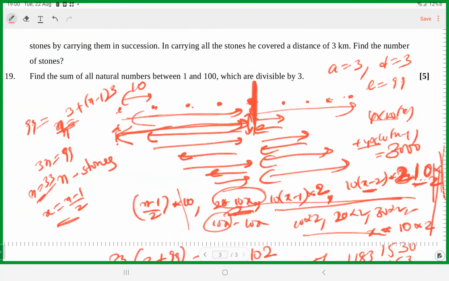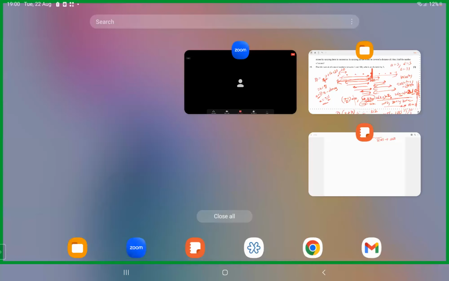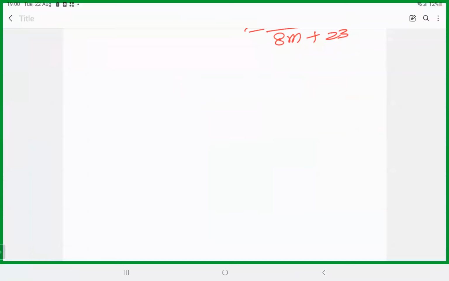This question is clear, or do you want me to explain again one more time for the previous one? Did you clear the previous question also? So did you bring the scale and protractor, right? Give one textbook.